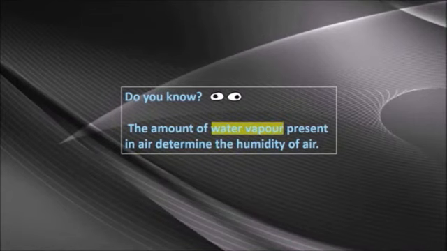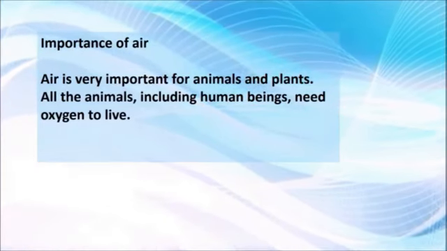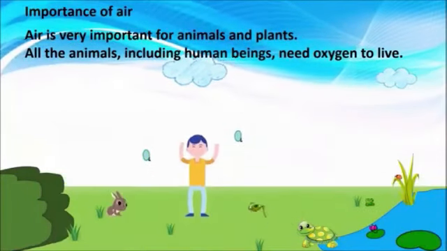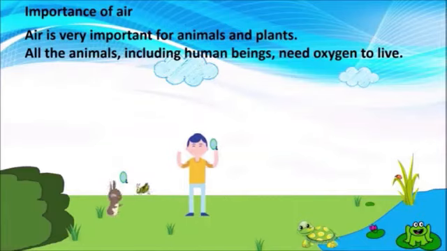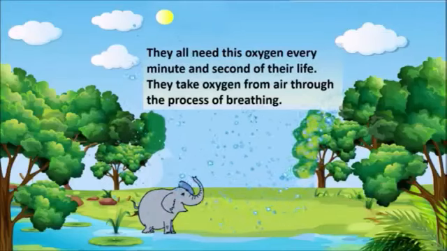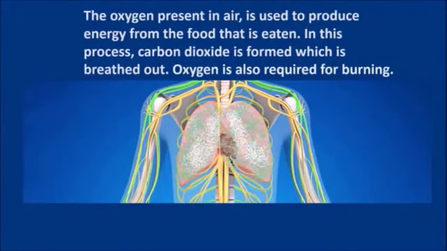Let's talk about the importance of air. Air is very important for animals and plants. All the animals, including human beings, need oxygen to live. They all need this oxygen every minute and second of their life. They take oxygen from air through the process of breathing. The oxygen present in air is used to produce energy from the food that is eaten. In this process, carbon dioxide gets formed, which is breathed out.